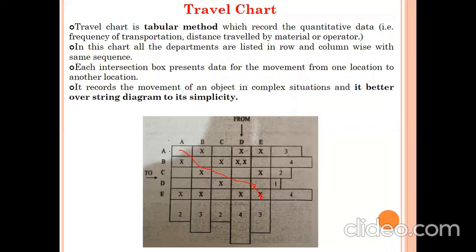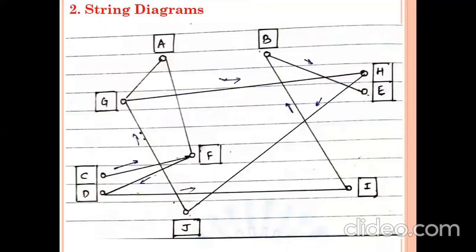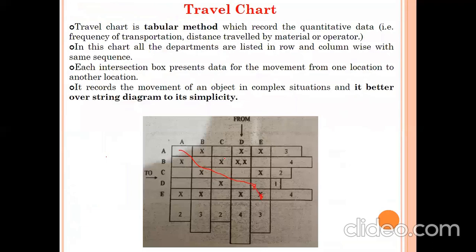Then from B to A, yes, certain time is required, certain distance is required. So where is B? B to A, certain time is required. Is it right? Then C to A, certain time is required, but it is not mentioned here. Or from C to A, no traveling of the job. From D to A, there is traveling of the job. From E to A, there is traveling of the job. Is it right? So like this way, we can make these tabular charts.